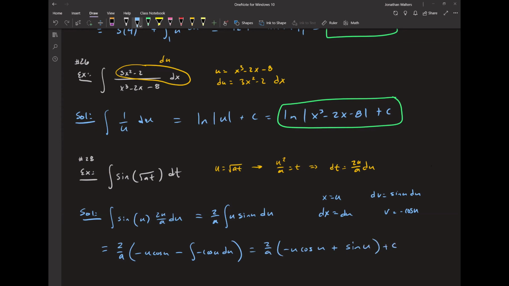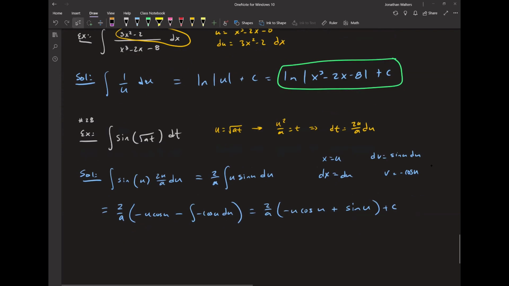And then plug in what u is, square root of at. So this is going to be 2 over a times negative square root of at cosine of square root of at plus sine of square root of at plus c.